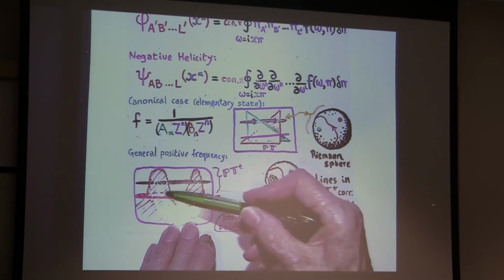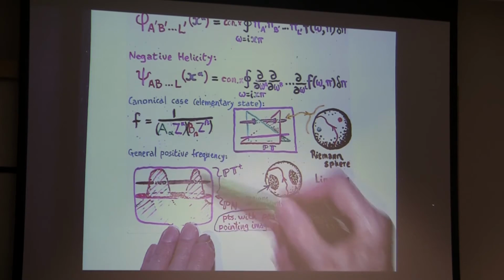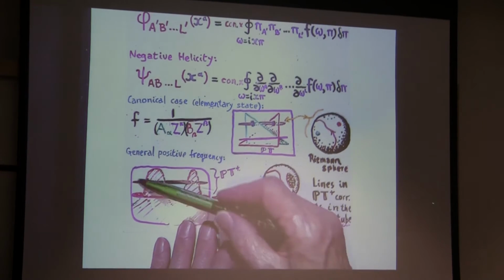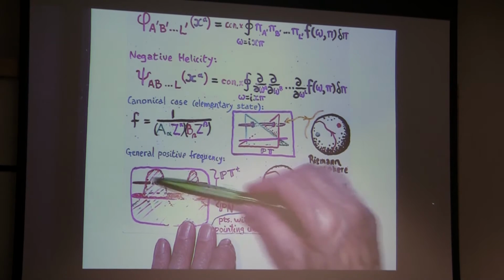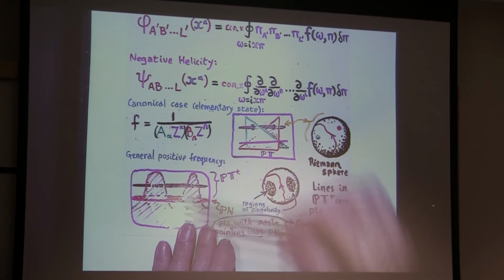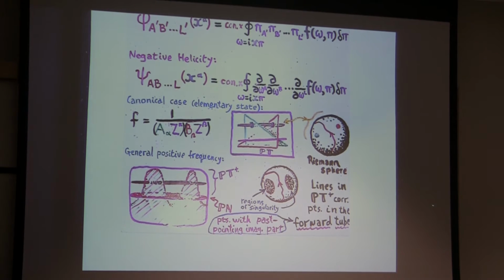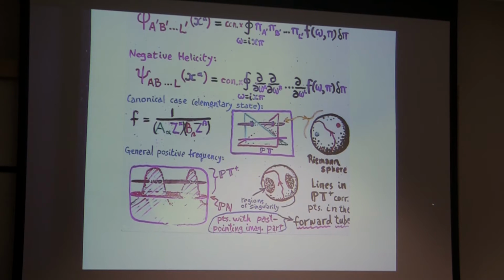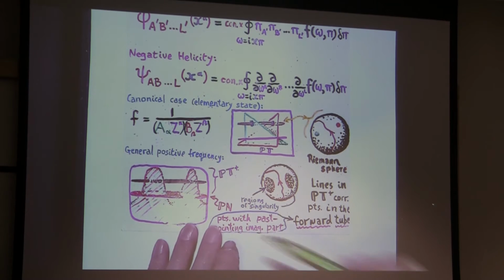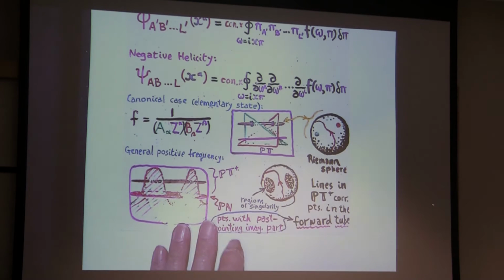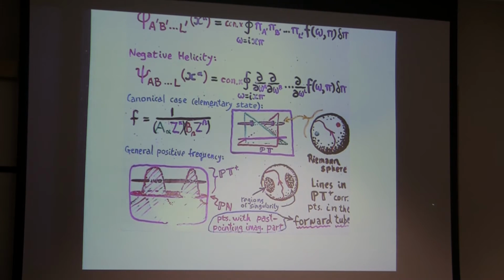But you get this if you imagine that your singularities occupy these two camel humps, and then the line up here, you extend it into what's called a forward tube. That means you make your point complex by having an imaginary part which is past pointing. And that's the forward tube, and the function becomes positive frequency if it extends into that forward tube. That's the conventional way of doing it.